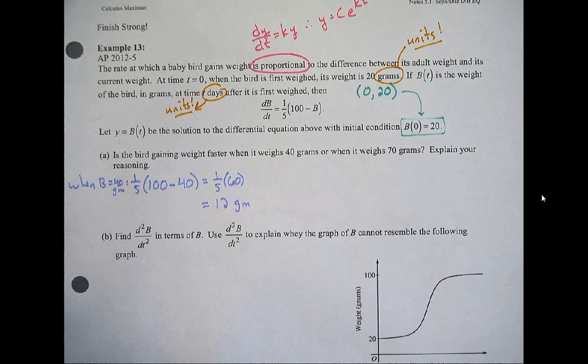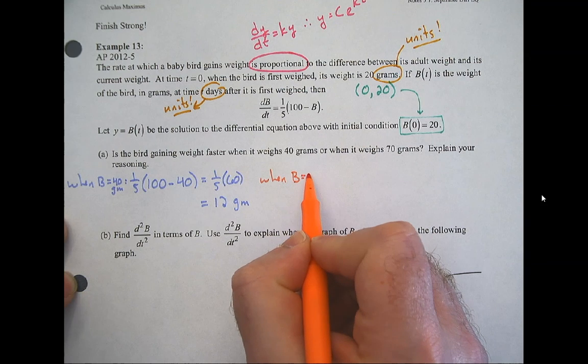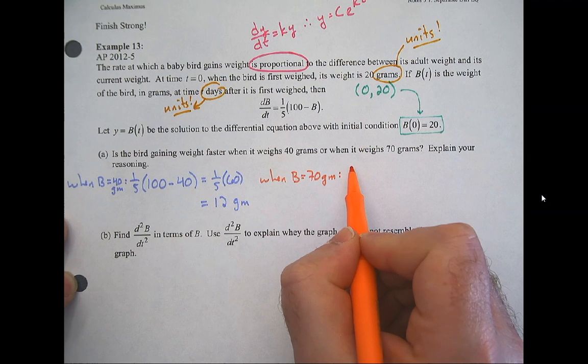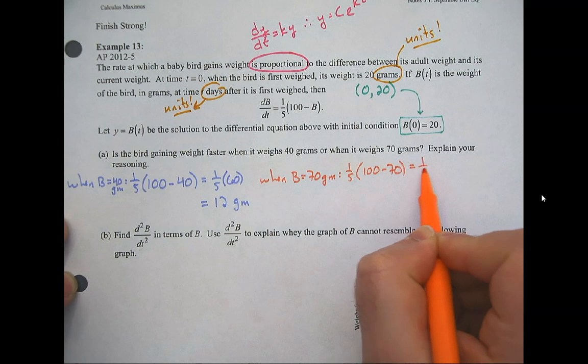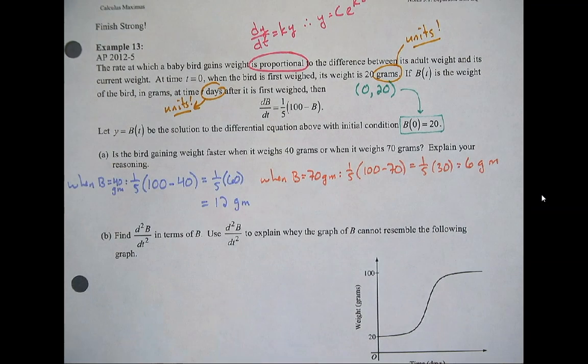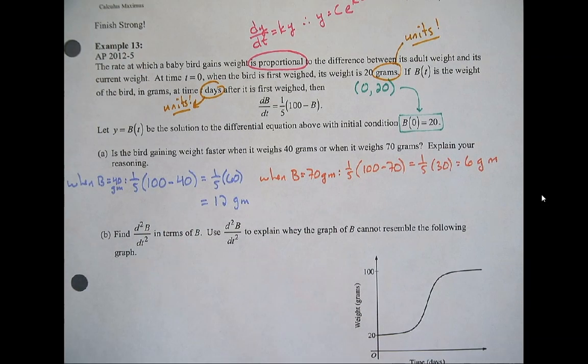1/5 of 60 is 12, 12 grams. I'll pick a different color. When B equals 70 grams, we would have 1/5 times 100 minus 70, which is 1/5 times 30, which is 6 grams. So when is the little birdie gaining more weight? Obviously, when it's a little bit young, when it weighs less, which kind of makes sense. When you weigh less, you're growing usually, and so you're gaining weight faster at that time.